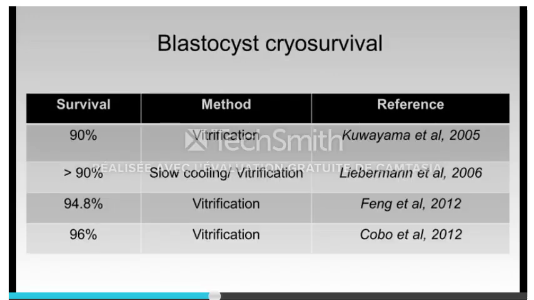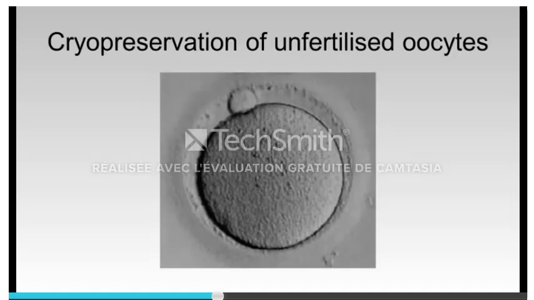Survival can be achieved at a level of 90% or above, and that's just really confirmation from a number of studies that have been published. And I just keep coming back to the fact that it can also be achieved in some circumstances using slow cooling. Vitrification is not essential to be able to achieve that. However, it really has become, as I say, the conventional methodology. So moving on now to the important part of it, and that's the cryopreservation of unfertilised oocytes.